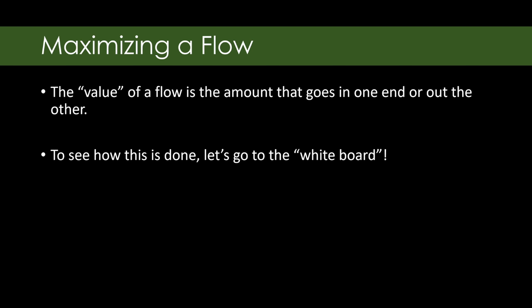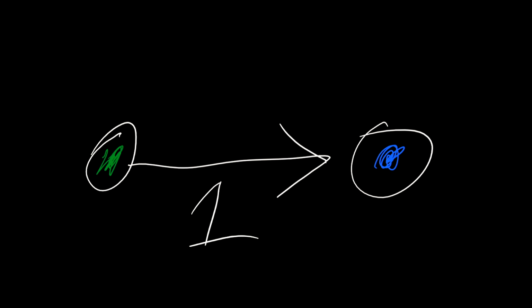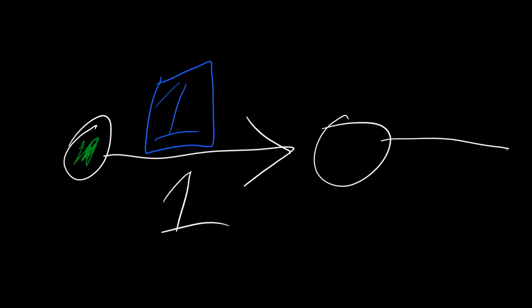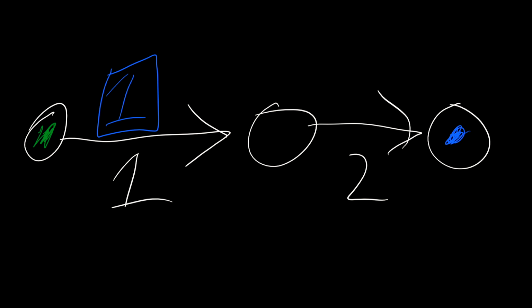And let's go to the whiteboard. Let's begin with the most basic version. If I had 2 nodes, and this had value 1, it should be pretty clear what number I should put in this box. If I want to maximize the flow, that's pretty easy. Let's make this a little more complicated. What number do I put in here?